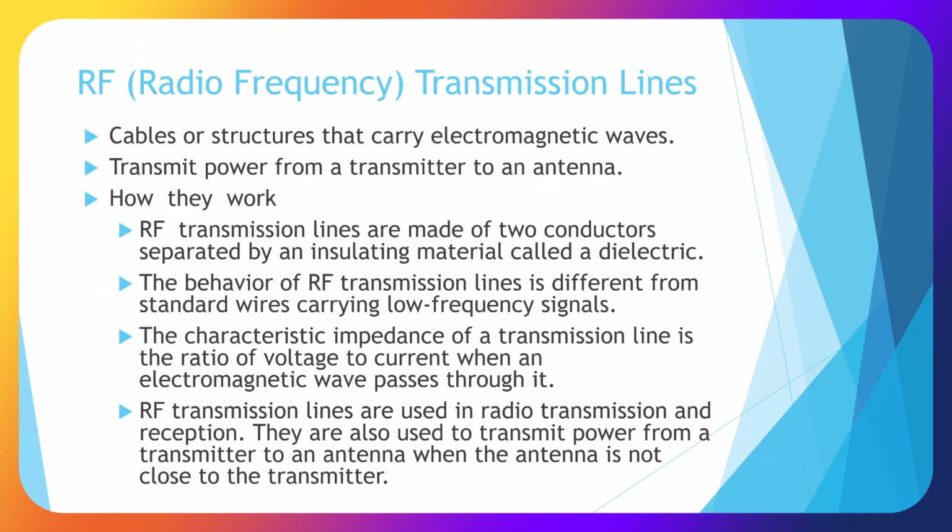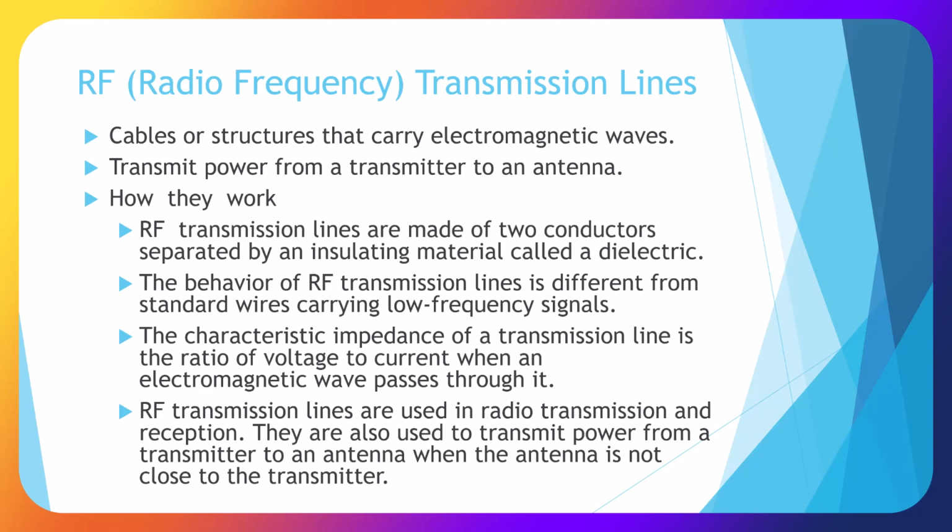RF radio frequency transmission lines. So they're cables or structures that carry electromagnetic waves, and they transmit power from the transmitter to the antenna. And they're made of two conductors separated by an insulating material called a dielectric. The behavior of RF transmission lines is different from standard wires carrying low frequency signals. High frequencies travel on the skin, so this may not even be a wire. These things could be a tube with air inside or some other dielectric.